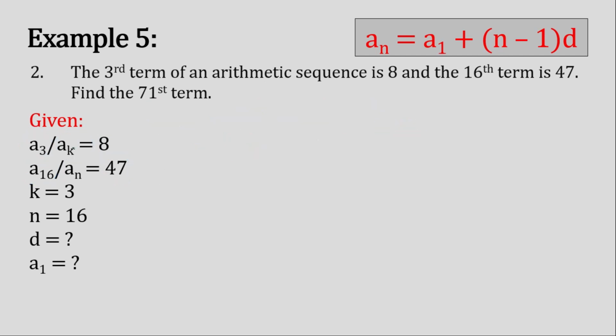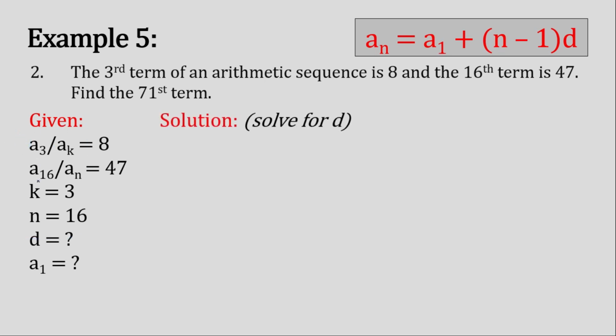So we have k. We set a sub 3 as a sub k because a sub 3 is the lowest term that has a value. And a sub n is a sub 16 because a sub 16 is the last term that has a value, which is 47. So for now, let's solve for d and a sub 1 first. Because a sub 3 is a sub k, the value of our k is 3 and n is 16 because of this. So remember that. Don't be confused with this.